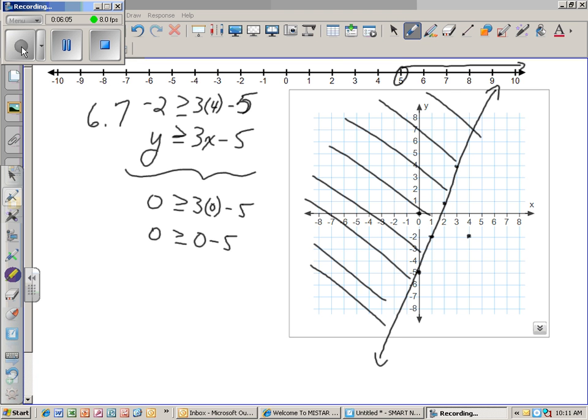3 times 4 is 12. 12 minus 5 is 7. Is negative 2 greater than 7? No, it's not, so it won't work. All right? So we just know, and if you pick any point above this line, or to the left of this line, it will work. All right? So we'll try a couple more of these problems.